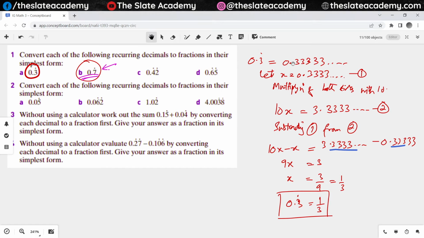So we have done it for 0.3 recurring. We have 0.3 recurring is equal to 0.3333. Then we say let x is equal to 0.33, and then we multiply both sides with 10. So we have 10x is equal to 3.333. And from this 10x is equal to 3.333, we subtract the first equation. So 10x minus x will become 9x, and 3.333 minus 0.333 will become just 3. So 9x will be equal to 3.